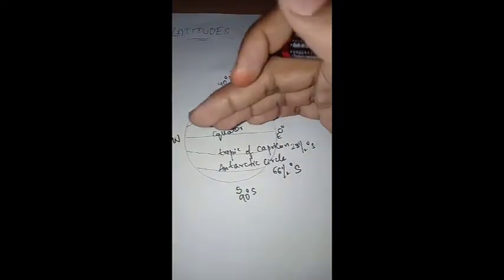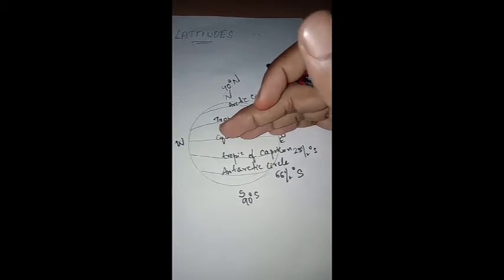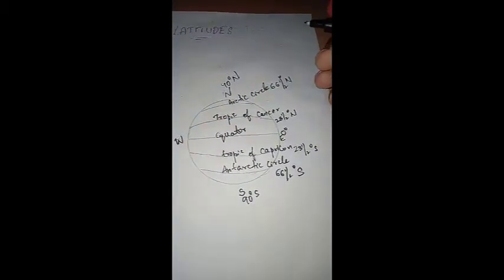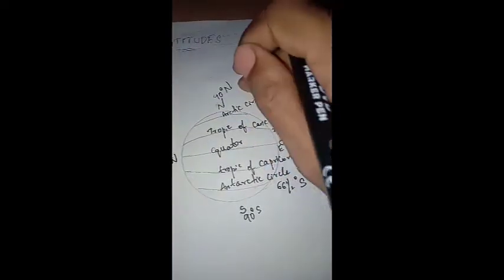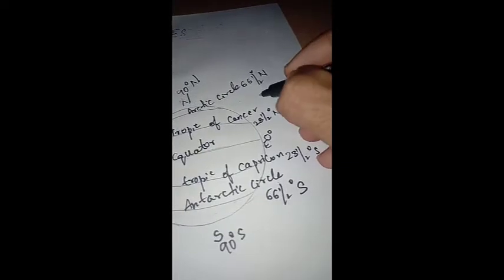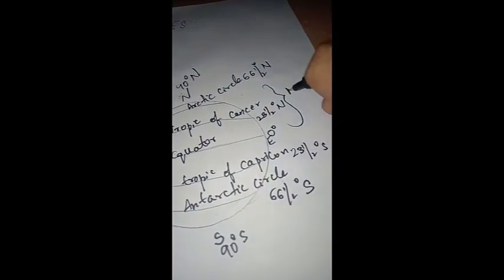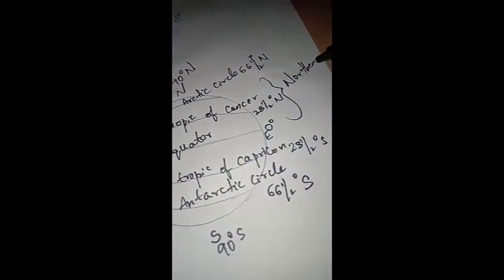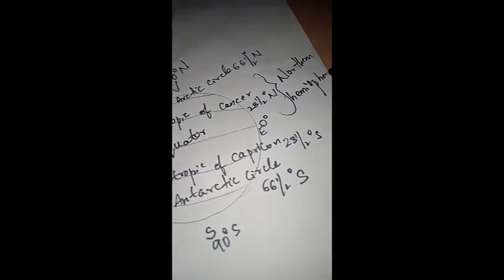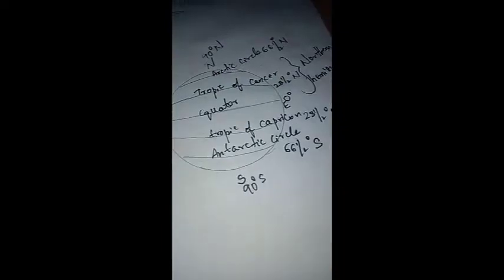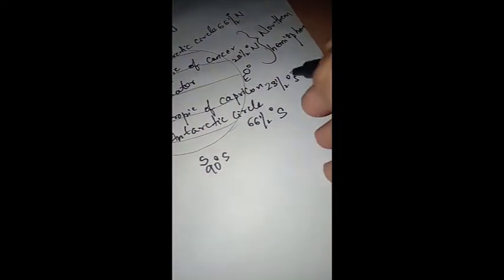Next, the equator divides the globe into two equal halves. This is known as a hemisphere. So the north part is called the northern hemisphere, and the southern part is called the southern hemisphere.